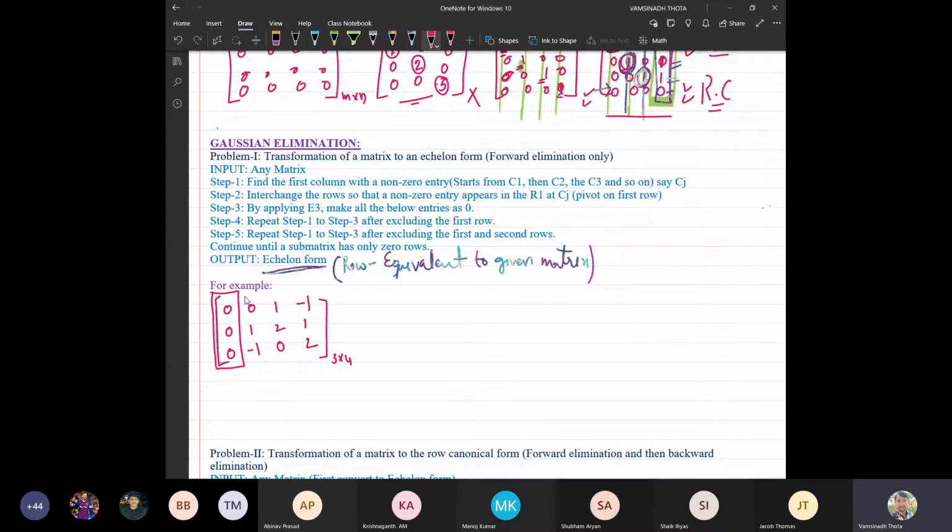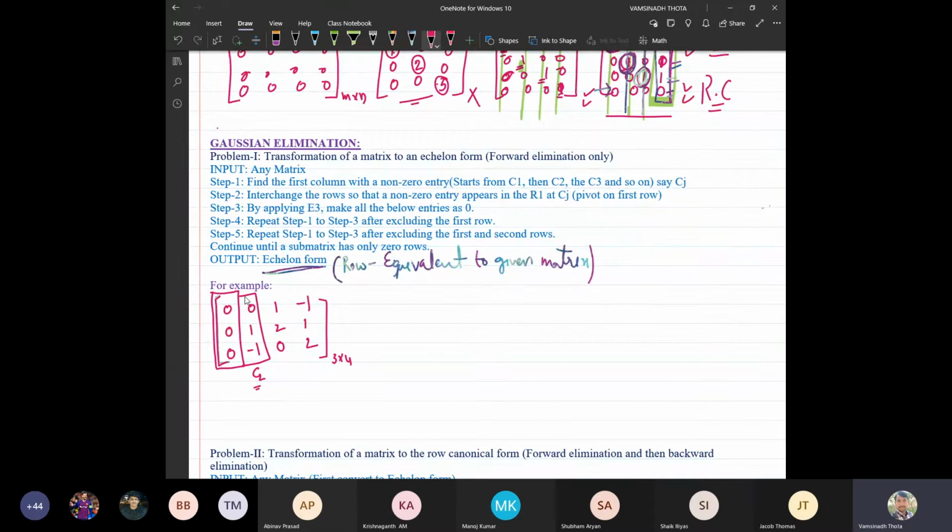So what is that one? You look at this one. Yes, the second column has some non-zero entry. Yes, fine. Okay, we have identified it, and we have to represent it. That is what we call Cj, the jth column. So this is actually C2.